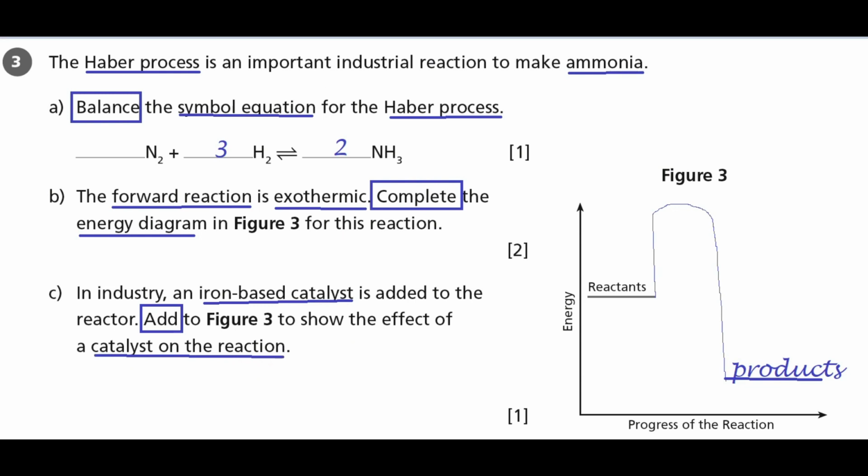Now, a catalyst lowers the activation energy, and in doing so, more collisions will have enough energy to react. So it doesn't mean that there are more collisions, the number of collisions is the same, it's just the number that can react is greater. So remember, this hill bit here is the activation energy, and it needs to be less than because we've added a catalyst. And there we go.